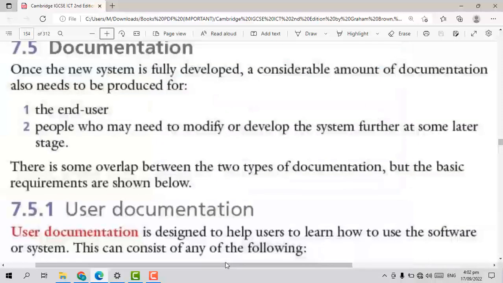In the next video, we're going to go through the fifth and the sixth, which are the last two that we have in the system life cycle.